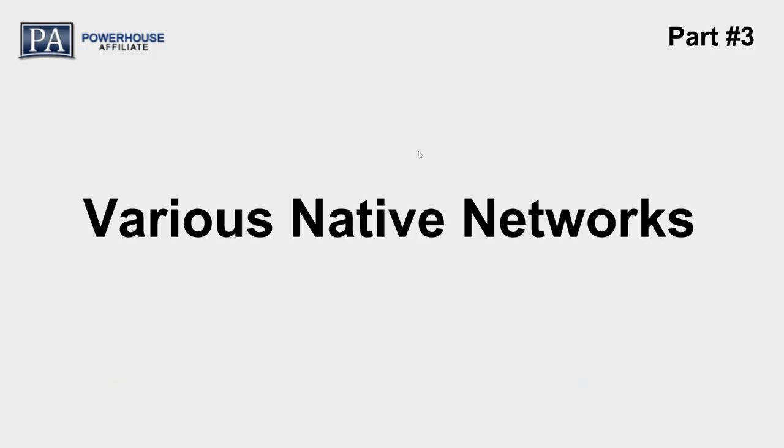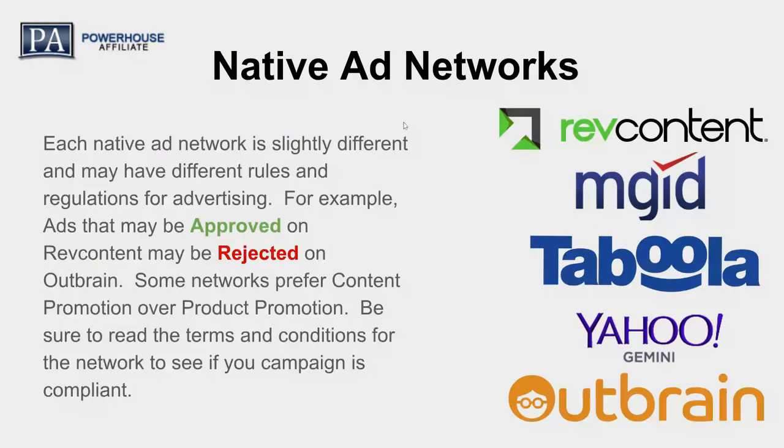Moving on, we're going to look at some various native networks. We did this in the previous session, and this is going to make a little more sense as we get into it compared to last week. So here are some of our native ad networks. Some of the top ones: Rev Content, MGID, Taboola, Yahoo Gemini, and Outbrain.